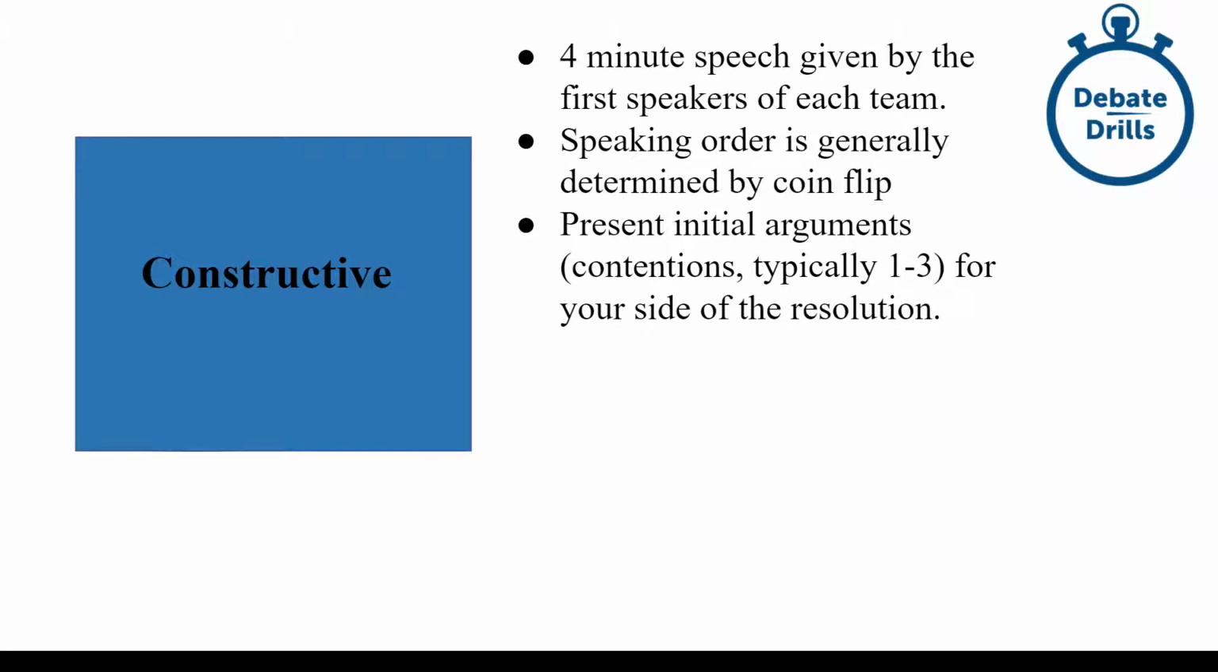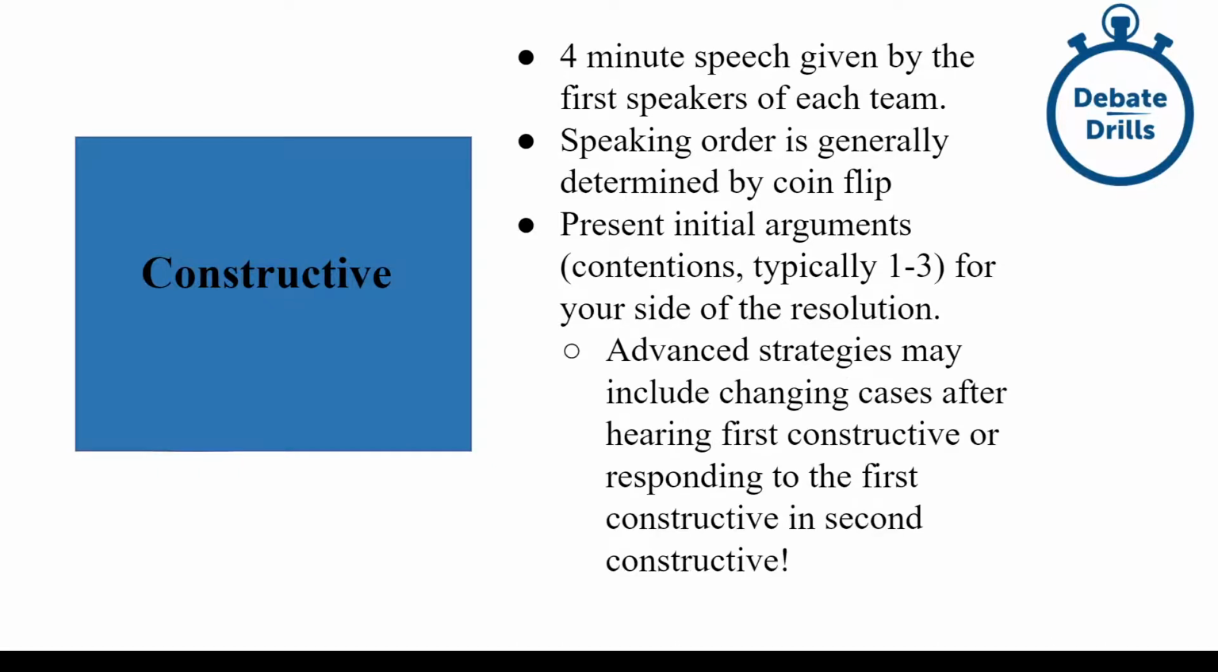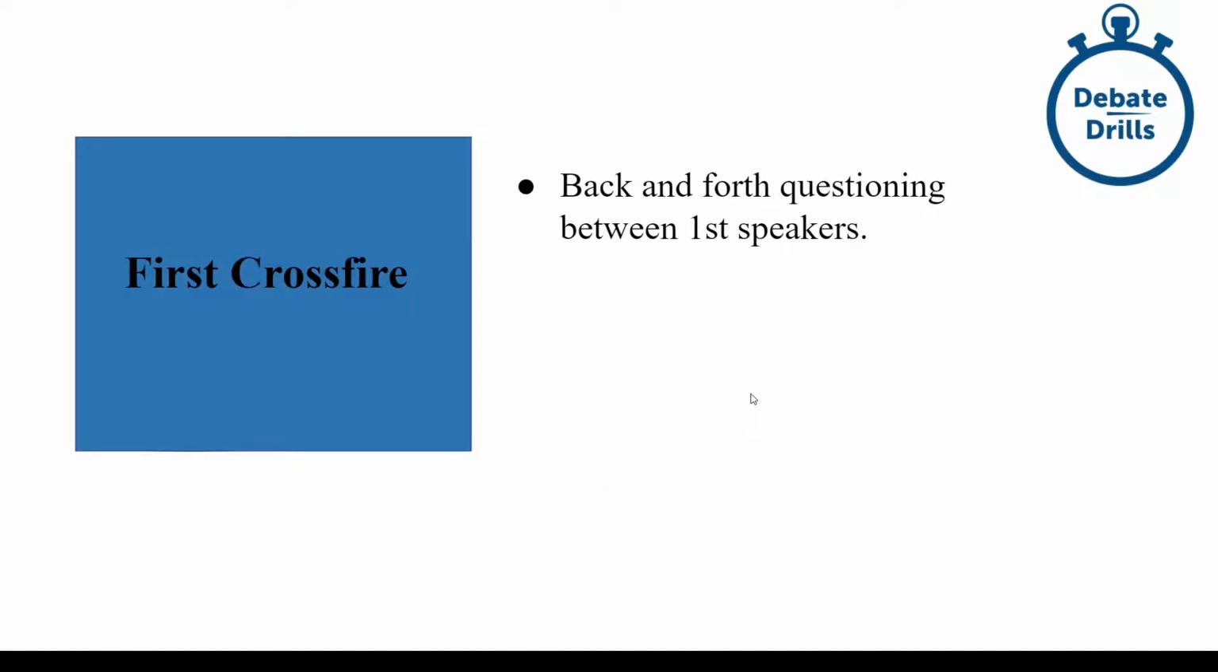The constructive is important because you present your initial arguments for your side of the resolution. These are typically called contentions, and we normally read about 1 to 3 of these in a normal PF round. And there's some advanced strategies in constructive, such as changing your case to better fit the first constructive, or responding to the first constructive in second constructive. These are not very typical, though. I wouldn't worry about these right now. I don't think you will see this. I don't think public forum is at the point where people will be responding to first constructive and second constructive yet, but maybe eventually. So after we've both read case, we've got first crossfire.